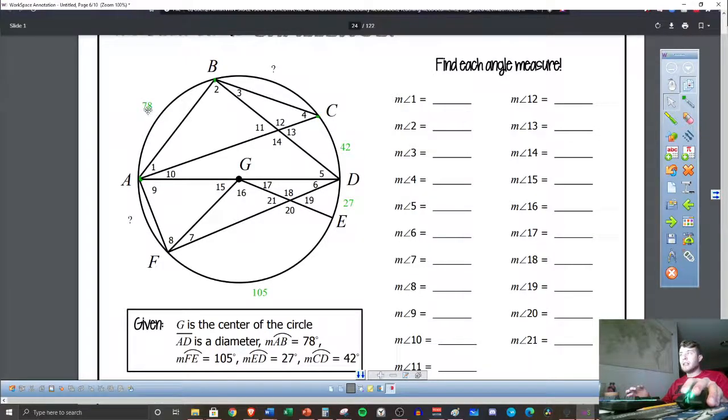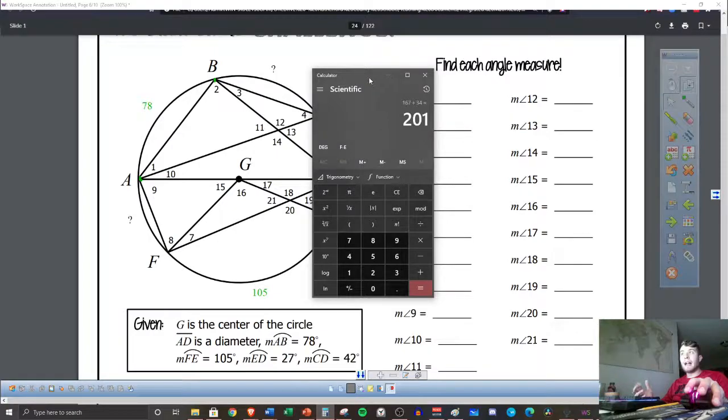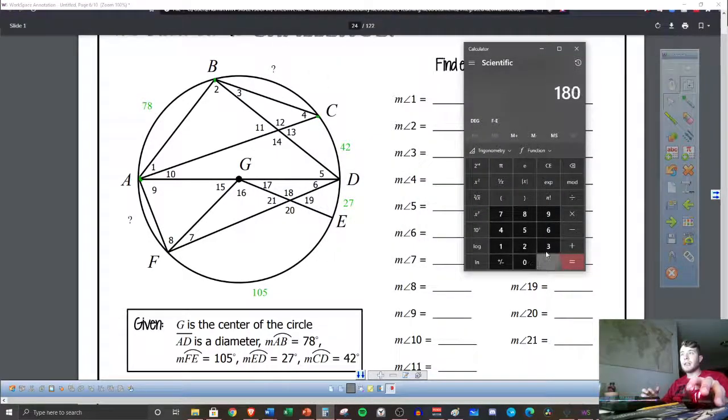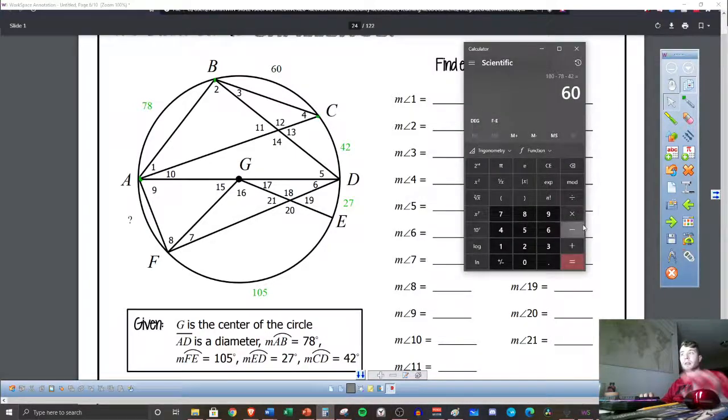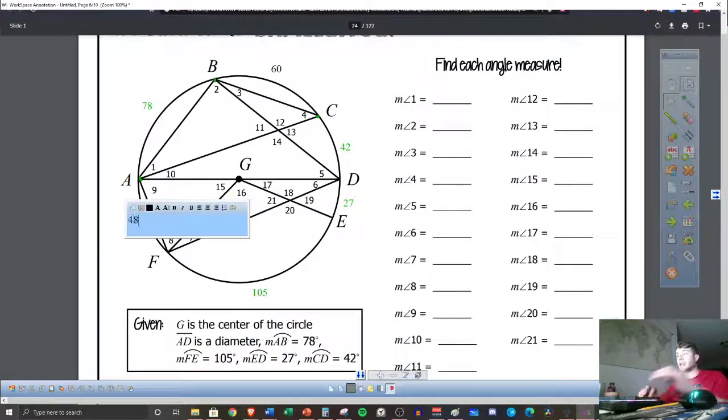So we know that from A all the way to D, 78 plus this plus 42 needs to add up to 180. So I can actually find BC by taking 180, subtract 78, and subtract 42, and I get 60. So we know that this arc measure here should be 60. We can do the same thing on the bottom as well, which I'm going to do. 180, take away 27, take away 105. So we know that this one is 48. All of that is going to be very useful for us to find these angles.